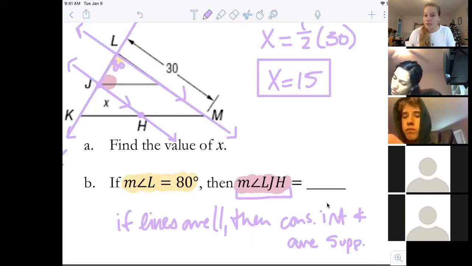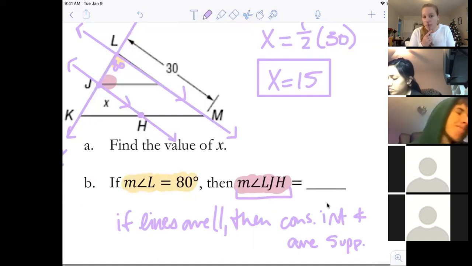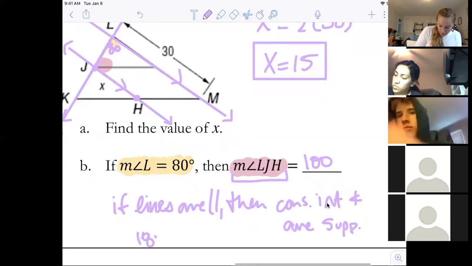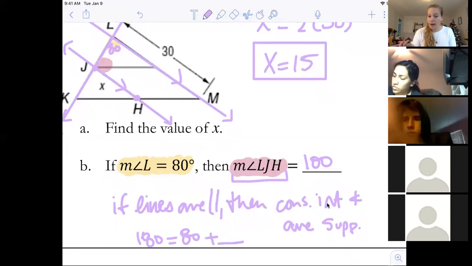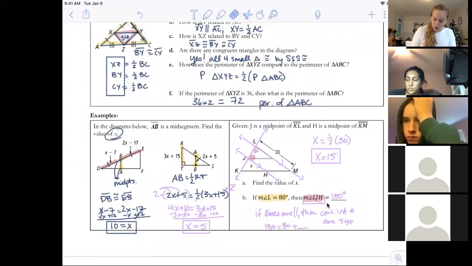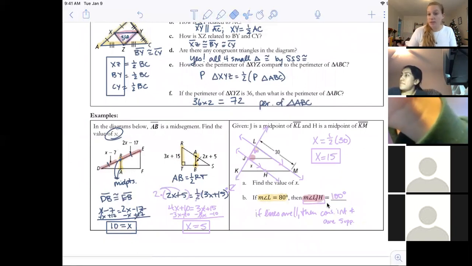If these angles are supplementary, then what is the measure of LJH? What is the measure of that pink angle? 100. 100, awesome. We do 180 minus 80, or you can say 100 equals 80 plus whatever. We minus it off and we get 100. So even though we haven't done angles before, we can remember what we know about parallel lines and consecutive interior angles and being supplementary and find out that it's 100. Great job, guys. Any questions so far?